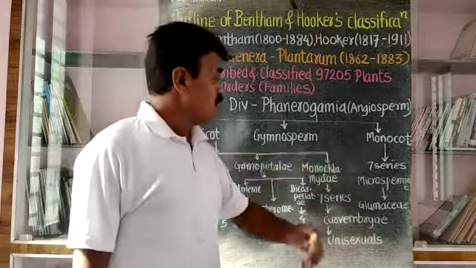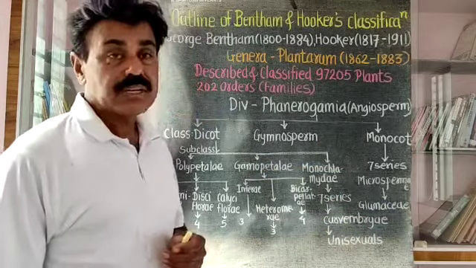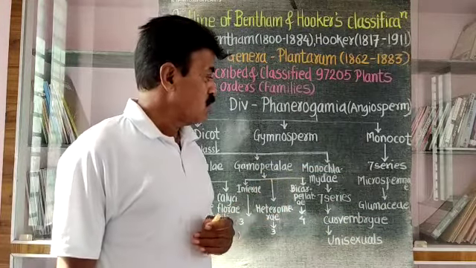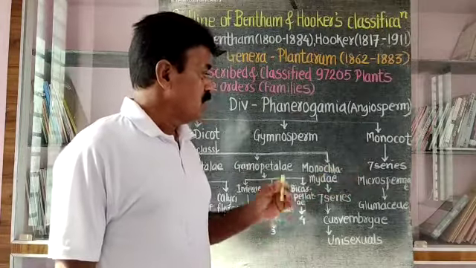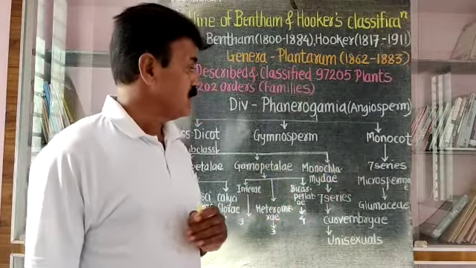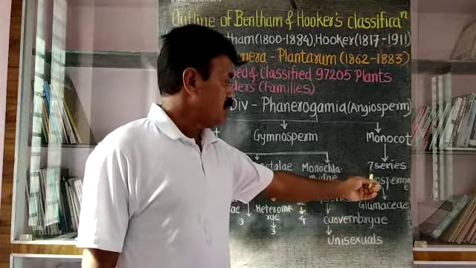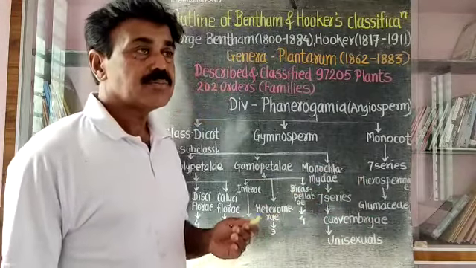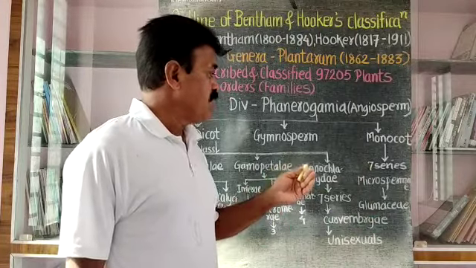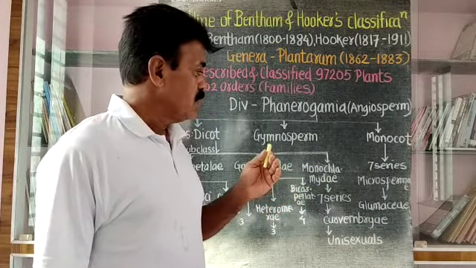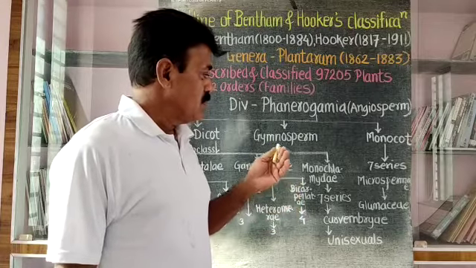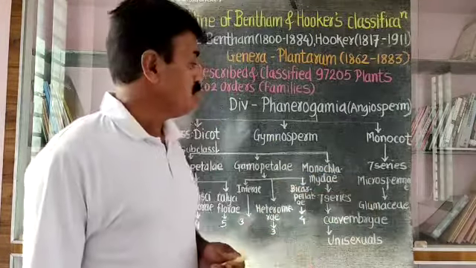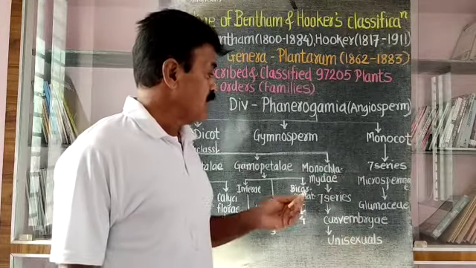Then the monocots are also divided into 7 series, and there is no order, no cohort in the monocots either. Monocots are directly divided into 7 series, starting with Microspermae and ending with Glumaceae. In between there are some series, for example Epigynae, Coronarieae, Apocarpae, Nudiflorae, Calycinae. These are some of the series present between Microspermae and Glumaceae.